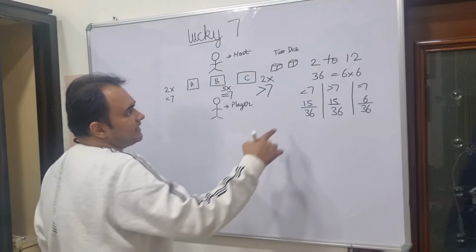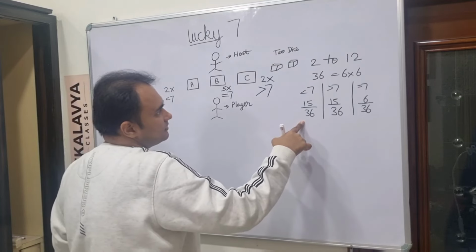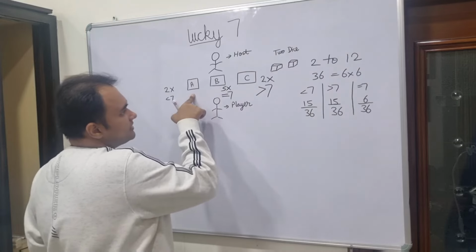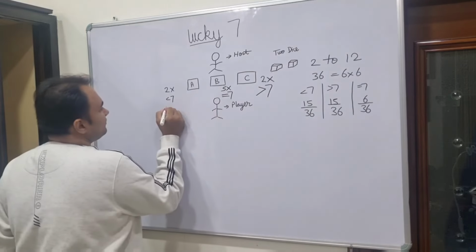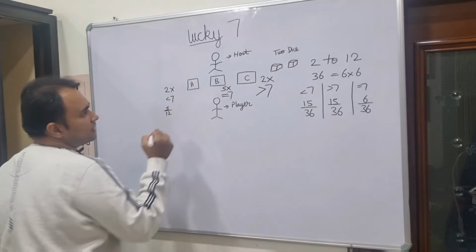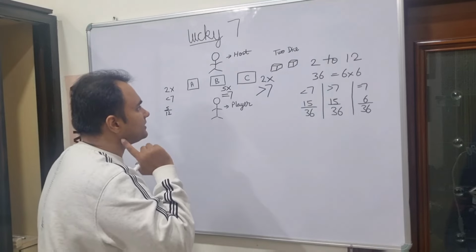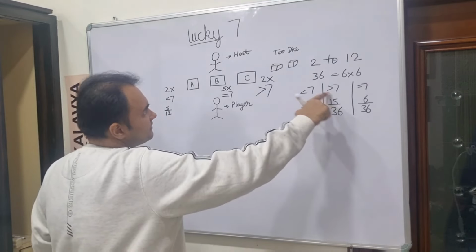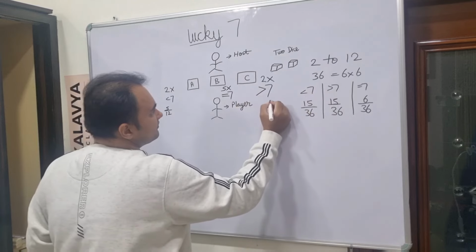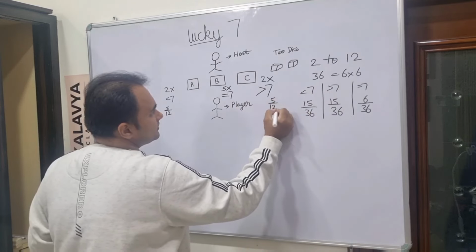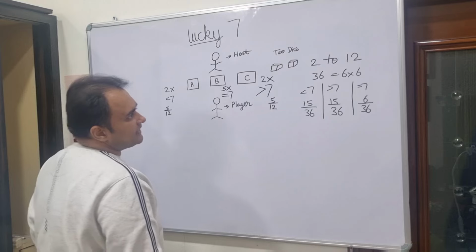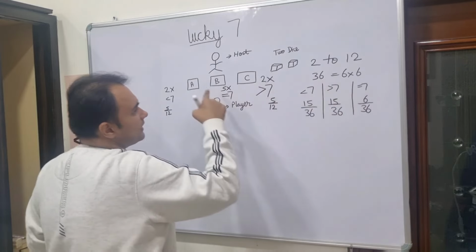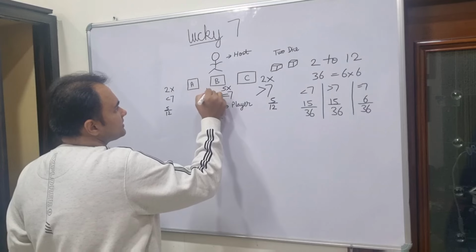So the probability that the value is less than 7 and A wins is 5 by 12. And the probability that the sum is greater than 7 and C wins is again 5 by 12. And the probability that the sum is equal to 7 and B wins is 1 by 6.